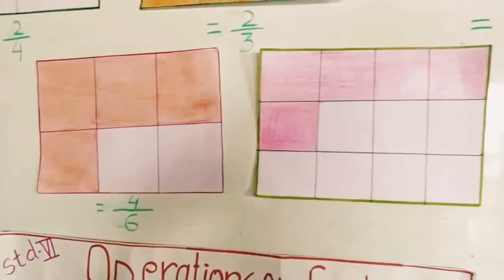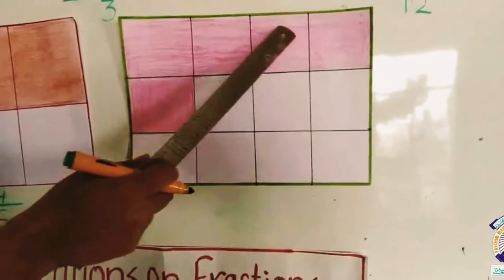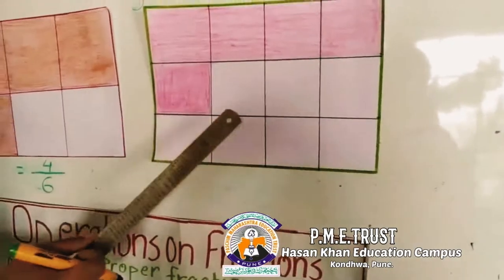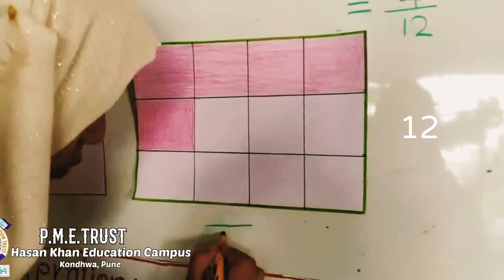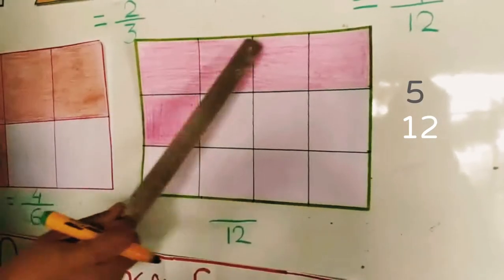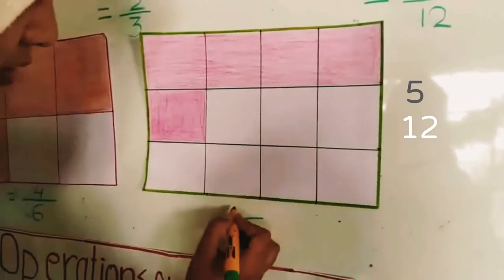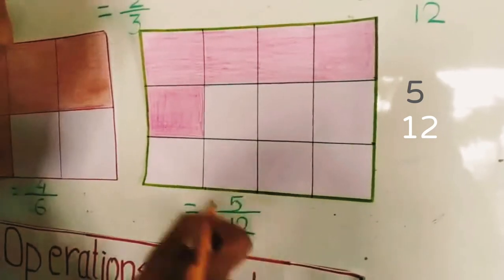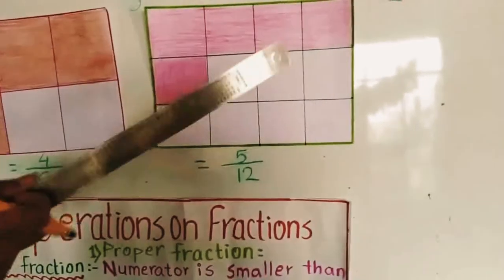The next picture, in this, how many squares? 1, 2, 3, 4, 5, 6, 7, 8, 9, 10, 11 and 12. Okay, write the denominator 12 and the shaded part, how much? 1, 2, 3, 4, 5. Write here 5. The fraction is what? 5 by 12. The numerator is 5 and the denominator is 12.